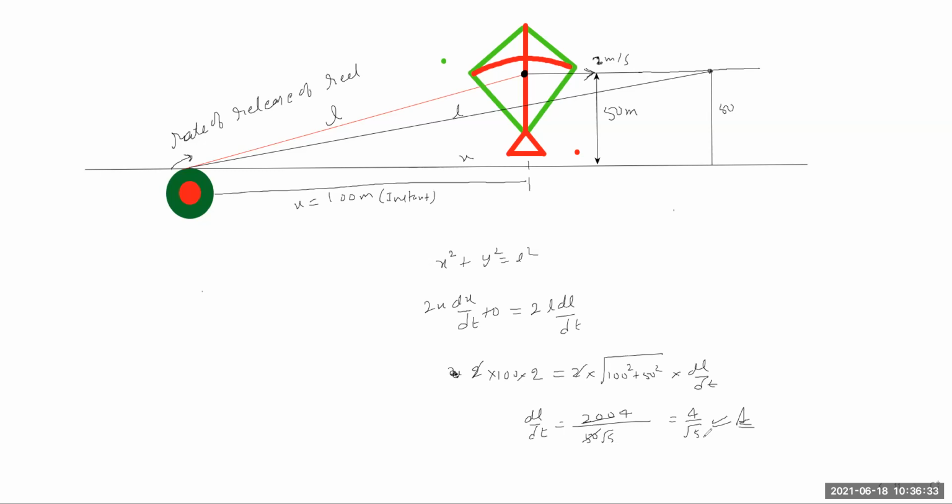Sir, I have just one doubt in calculus, this whole partial derivation. So what is your doubt? If you have some problem, can you solve just one question? Okay, fine. I'll solve.